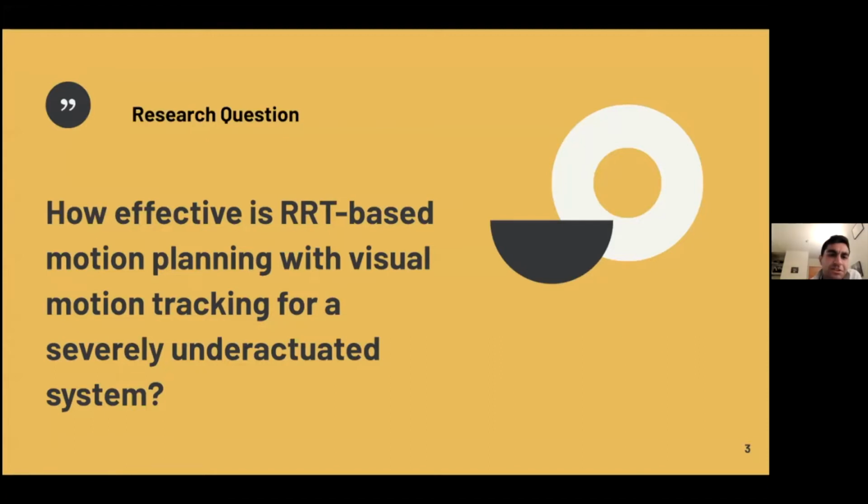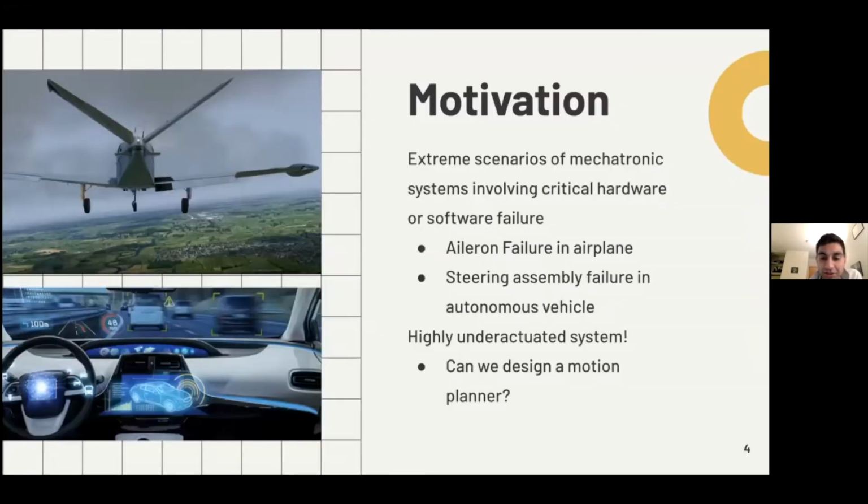And so our research question is really focused around how effective is RRT-based motion planning with visual motion tracking for a severely underactuated system. And the system of choice, as we'll get to, is a hexbug beetle. And we also want to research how effective is CV tracking of a moving object, and can this CV tracking be used for system identification and trajectory planning?